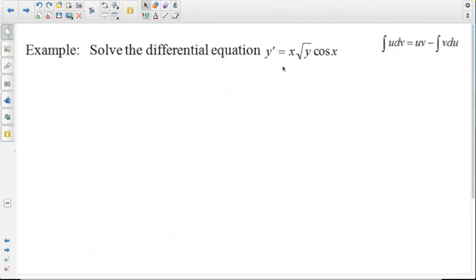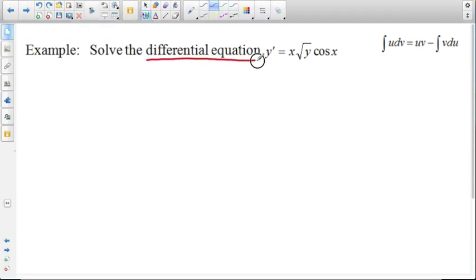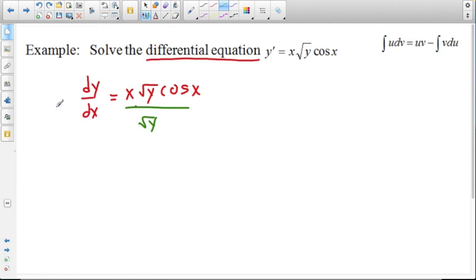Here's an application where we start out with a differential equation, and we have to apply the integration by parts skill to solve this differential expression. So if we take this differential expression and write it in terms of dy dx instead of the y prime, you have something that looks like this. And go ahead and separate the variables. So we're going to divide each side by the square root of y.